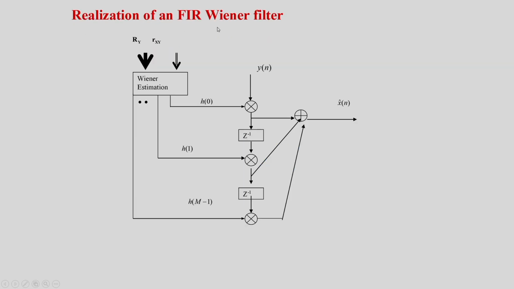The FIR Wiener filter can be realized as follows. We have the autocorrelation matrix Ry and the cross correlation vector Rxy as input to the Wiener filter estimator, and the estimator will compute the filter coefficients h0, h1 up to h(M minus 1). This is the input signal y(n). This input signal will be multiplied by h0, then the delayed part will be multiplied by h1 and so on, and all these outputs will be summed up and we will get x hat(n). So, this is the realization of the FIR Wiener filter.